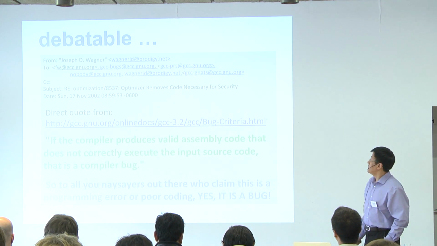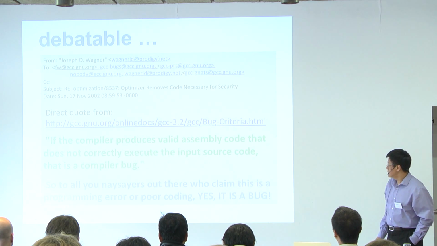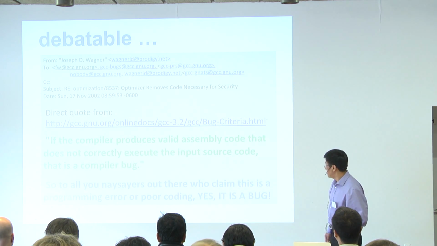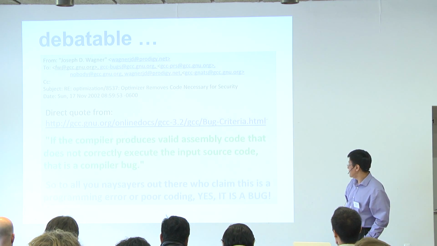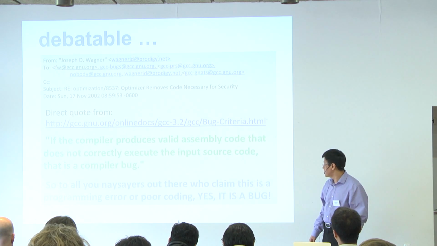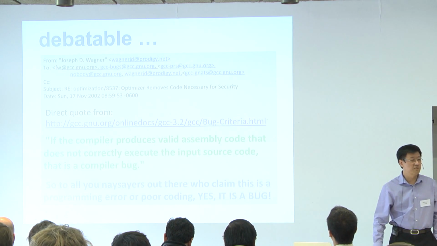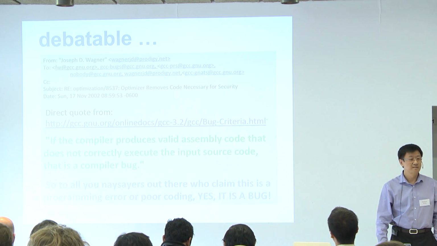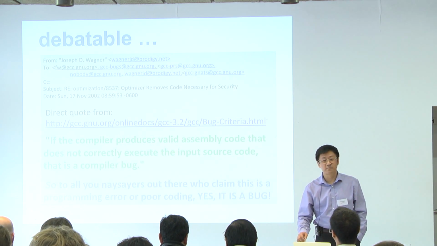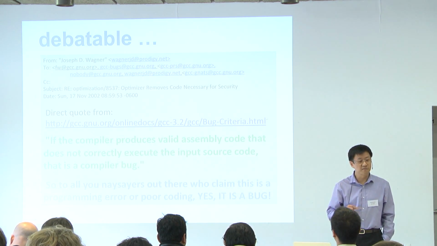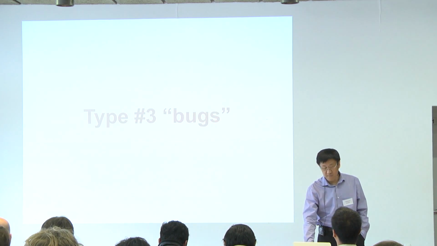There was a lot of debate around this bug report, and the developer was very annoyed. He says, "To you all naysayers out there who claim this is a programming error or poor coding, yes, it is a bug." In the end, the compiler developers resolved it as an invalid bug report. So it's not a compiler bug, which means the application developer should be more careful. That's one. The next one is even more debatable.